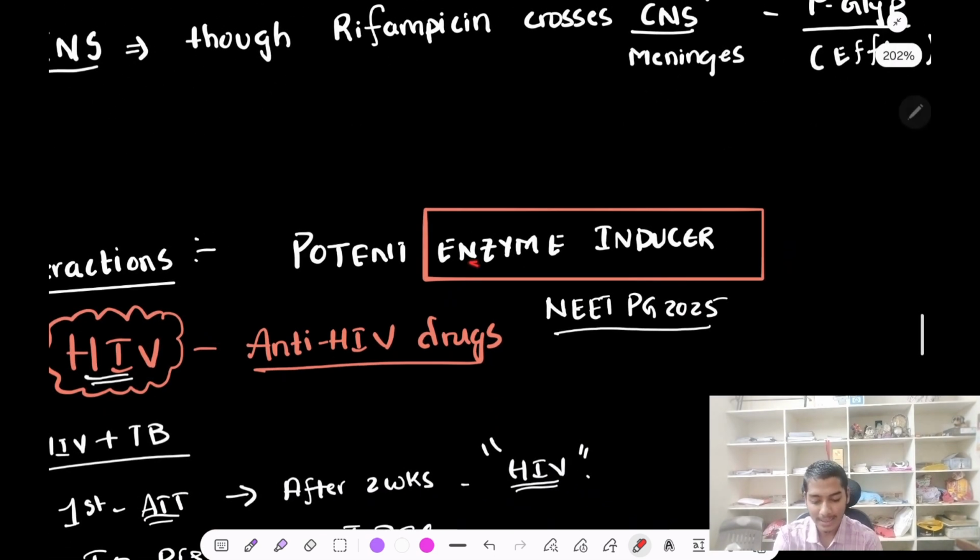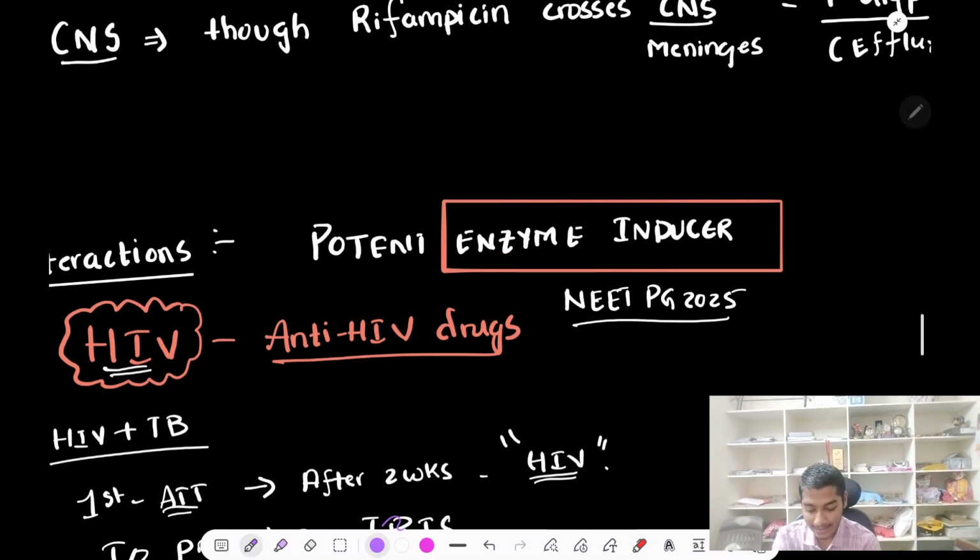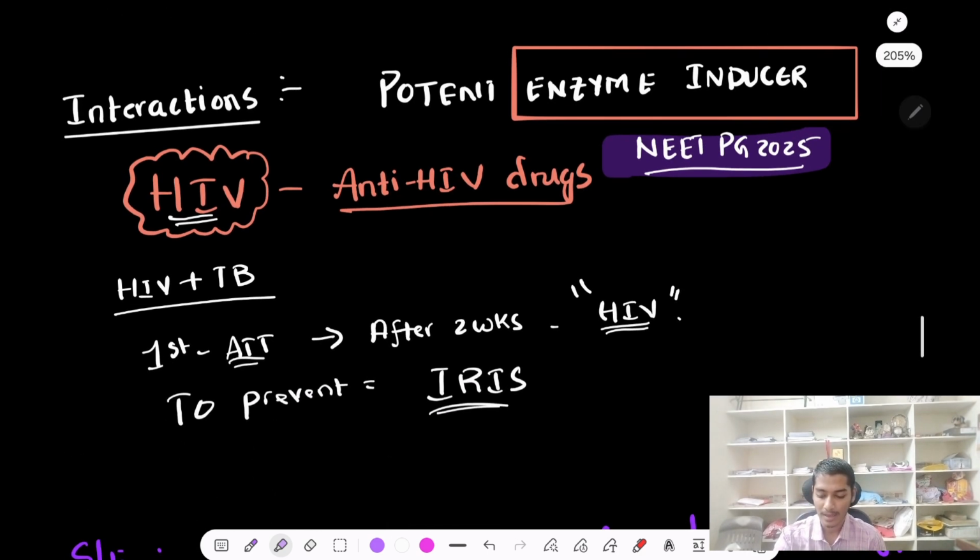So it is a potent enzyme inducer, and this is again another NEET PG 2025 question. What happens in this is, they have asked about a TB patient. The HIV patient is diagnosed with TB, as it's the most common opportunistic infection. So how do we proceed? We have to give first the ART or ATT. So those are the options there.